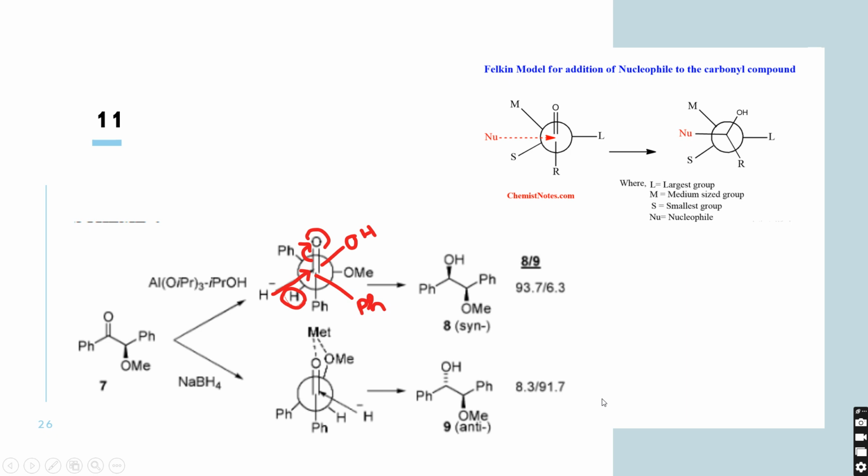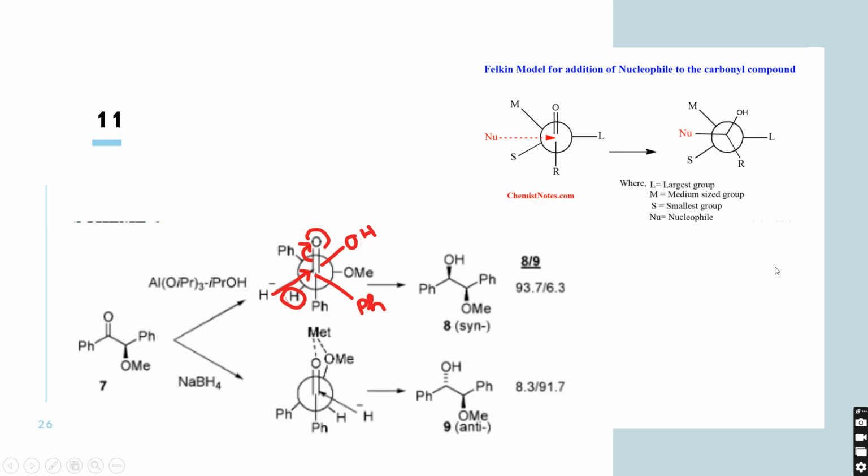So in this particular reaction where you have to carry out the Meerwein-Ponndorf-Verley reduction of your ketone, you will always see the methoxy and the newly formed hydroxy lie syn to each other. And the explanation is coming from the Felkin-Anh model.